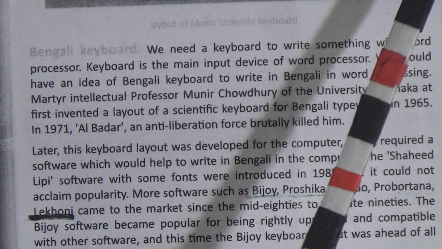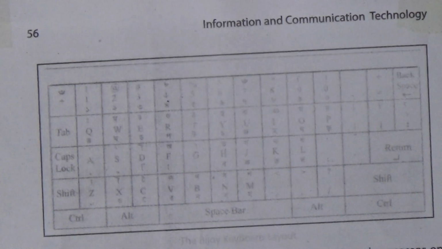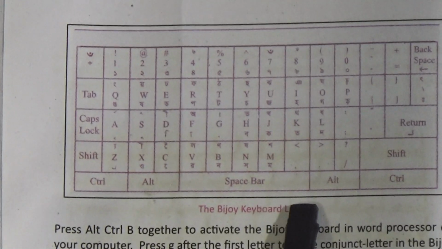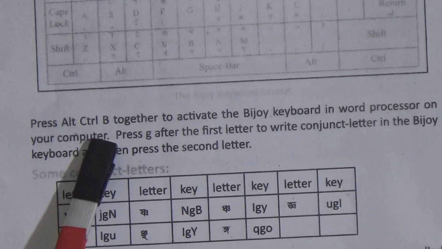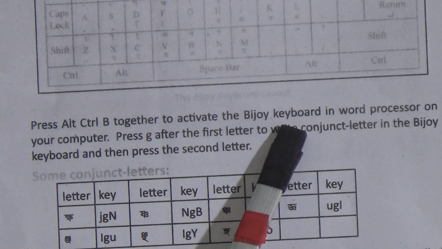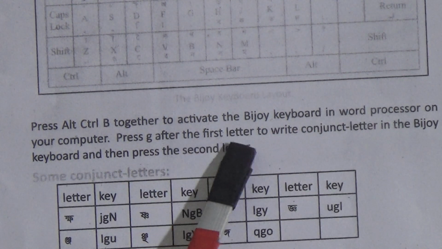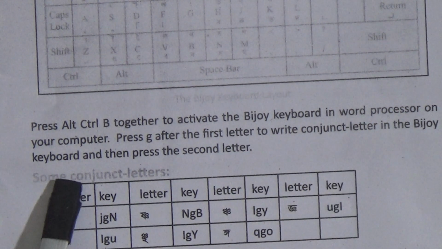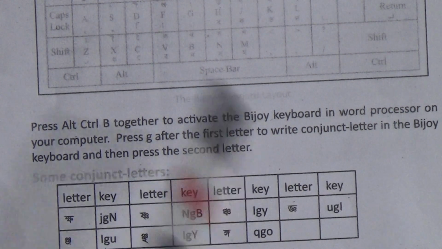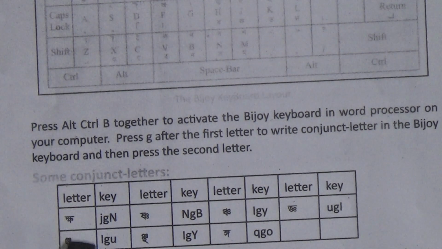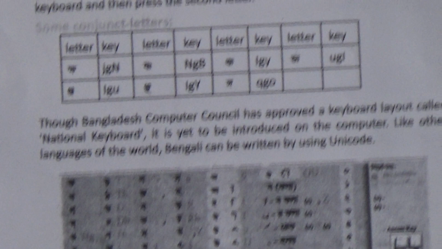Now, page number 56, the Bijoy keyboard layout. Here is a Bijoy keyboard layout. Press Alt and Ctrl and capital B together to activate the Bijoy keyboard in the word processor on your computer. Press small g after the first letter to write a conjunct letter in the Bijoy keyboard, and then press the second letter. Here are some conjunct letters. In Bengali we call this Khio.